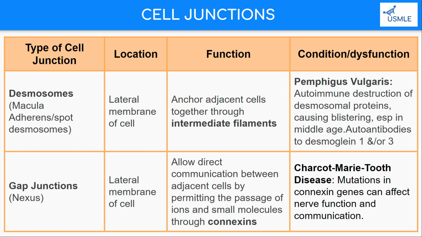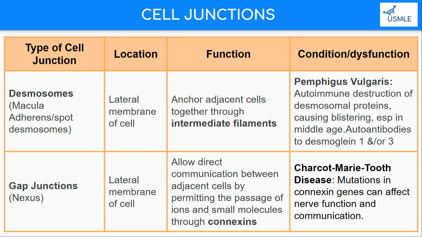Next, we have the desmosomes, also called spot desmosomes. These are present at the lateral membrane of the cell. Their function is to anchor the adjacent cells together through intermediate filaments. Autoimmune destruction of desmosomal proteins causes blistering, especially in middle age. This is due to the production of autoantibodies to desmoglein 1 or 3.